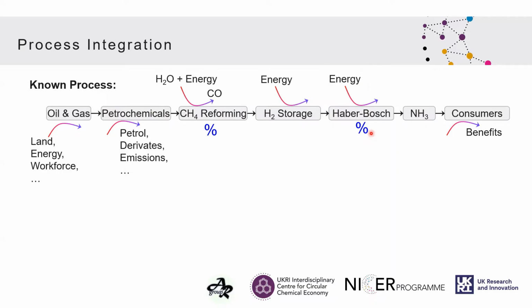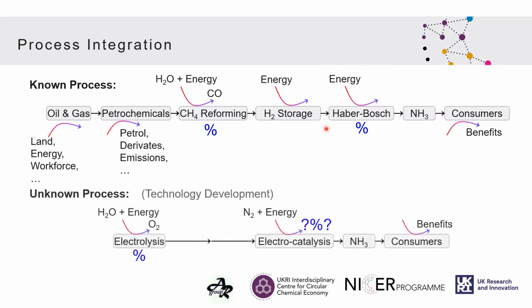So we know the wind is not always blowing. If we want to reach sustainability, we need to change this process. We could look at technology development, that means something that is not known, something that we are trying. We know that the electrolysis of water will give us the hydrogen that we need. And then we know we could apply mild-condition electrocatalysts to synthesize the ammonia.